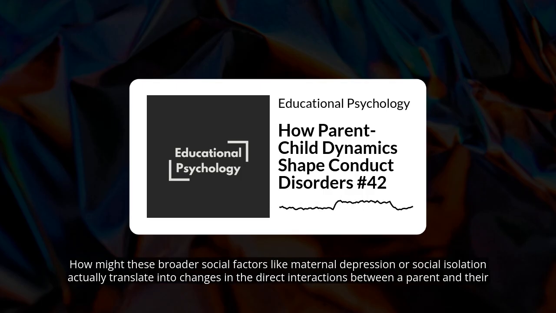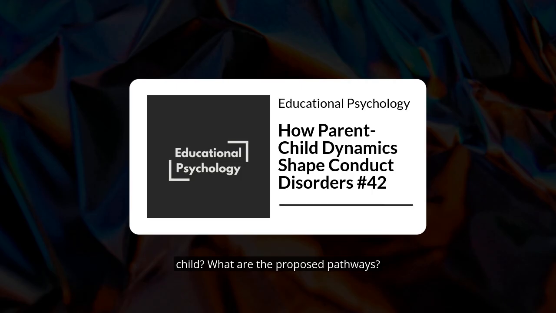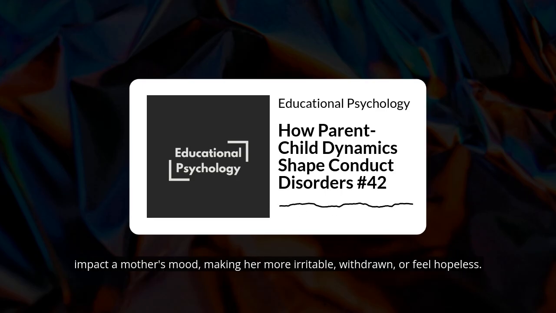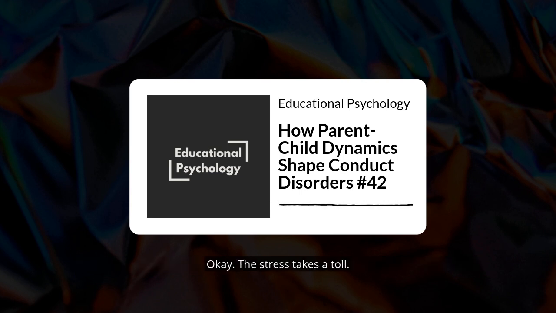How might these broader social factors like maternal depression or social isolation actually translate into changes in the direct interactions between a parent and their child? What are the proposed pathways? Well, a prominent researcher in this area, G.R. Patterson, developed a model that suggests that experiencing chronic adversity or significant life stressors can negatively impact a mother's mood, making her more irritable, withdrawn, or feel hopeless. Okay, the stress takes a toll.